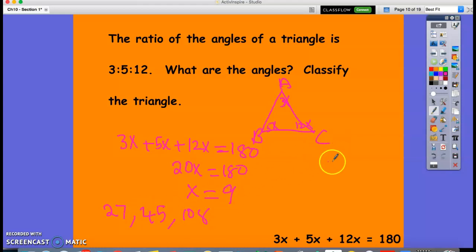So when you add them up, what do you get? 108. 27 plus 45 is 72. 72 plus 108 is 180. So we got the angles, so these are the angles.